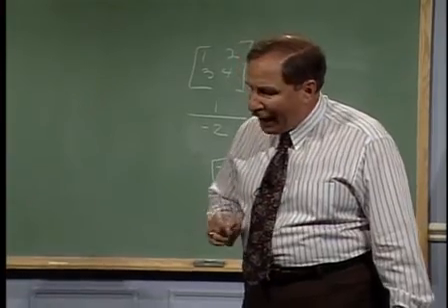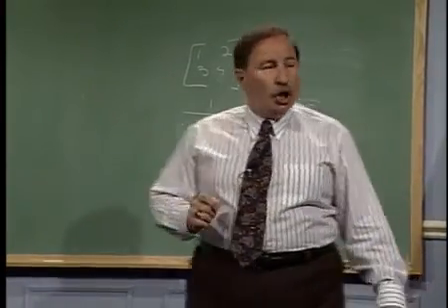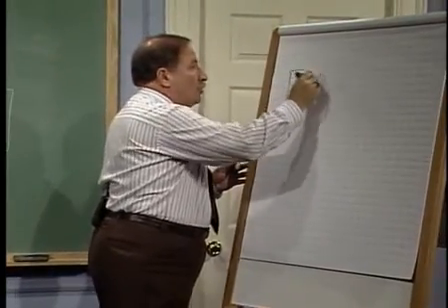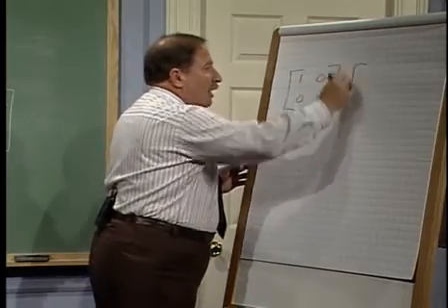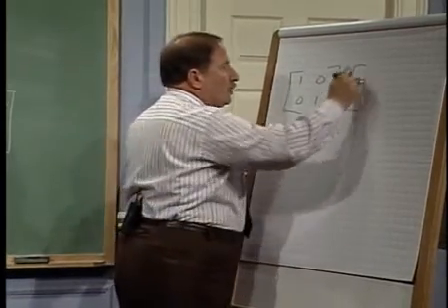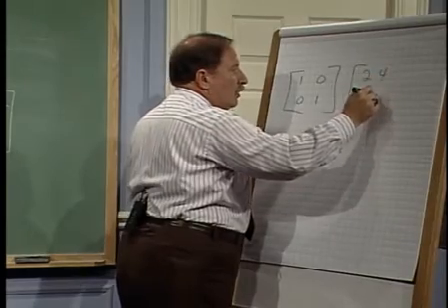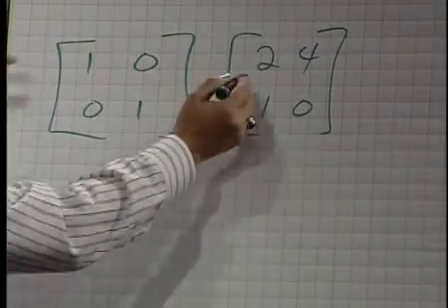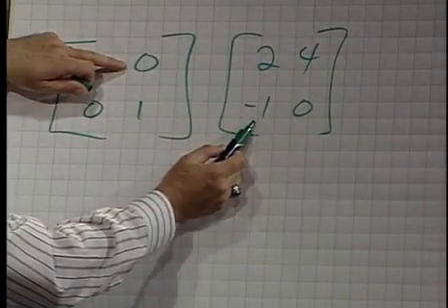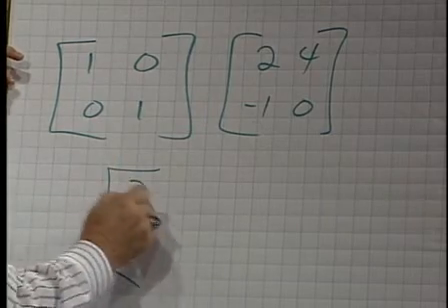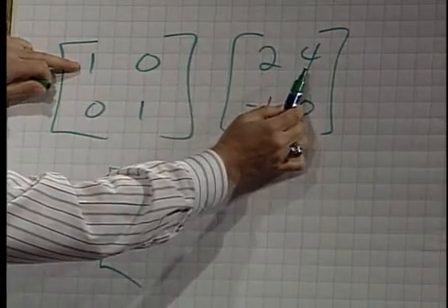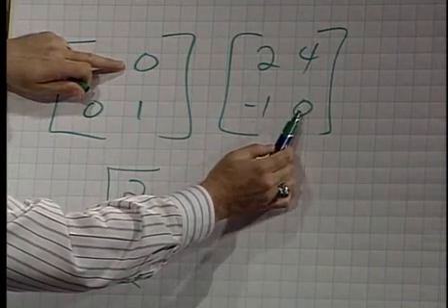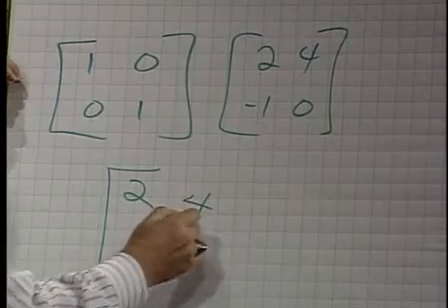Let's see why. Let's go ahead and take 1, 0, 0, 1, go to the easel and multiply it by something. Let's multiply it by, let's say 2, 4, -1, 0, just for the fun of it. First row times first column: 1 times 2 plus 0 times -1 is 2. First row, second column: 1 times 4 plus 0 times 0 is 4.